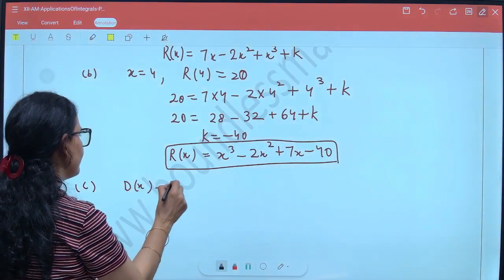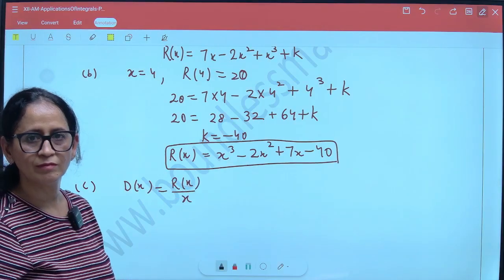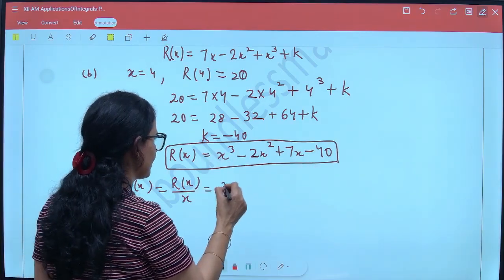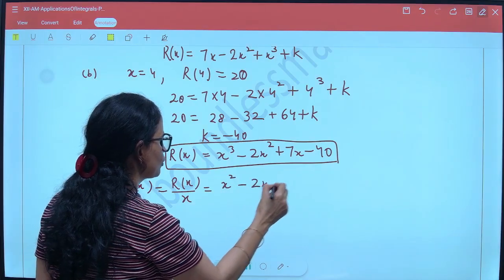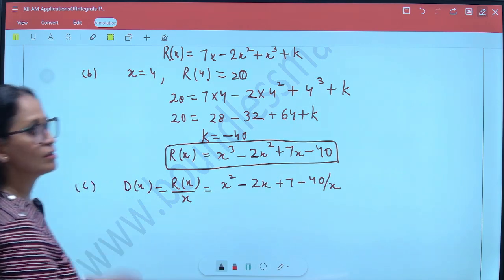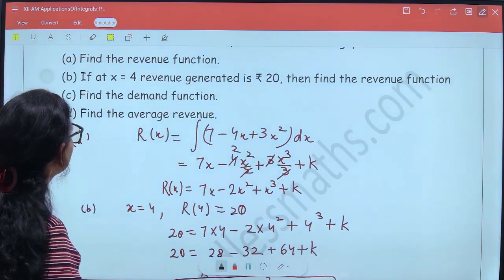Demand is revenue upon quantity produced, right? So we divide each term by x and it becomes x square minus 2x plus 7 minus 40 upon x. So this is the demand function. That's it. Easy? The last part is find the average revenue.